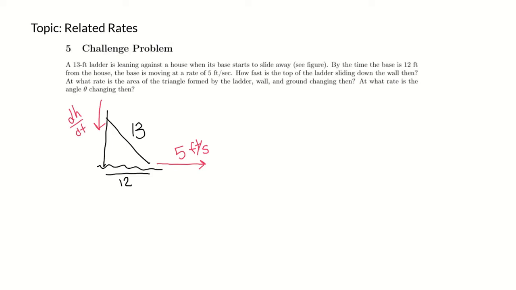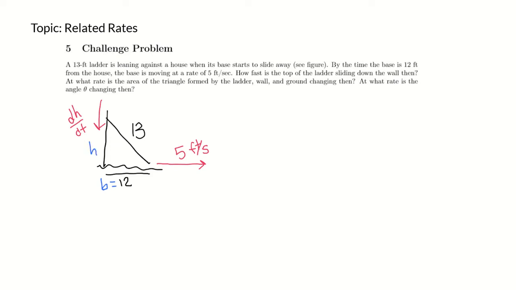Okay, and then after we find that, we'll find the rate of change of the area, rate of change of theta, but before we do anything, we need dH dt. So one thing that would be helpful to know is right now we have the 13 as a constant, the base is 12 at the time that we want. It would be nice if we could find h at this time.